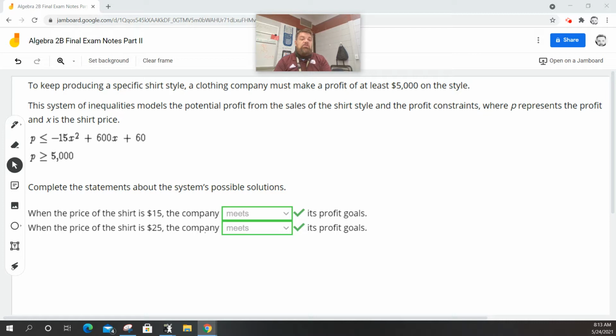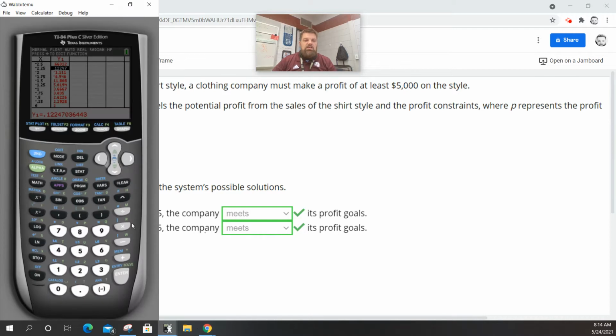Okay. So they're trying to make a determination about if I sell the shirt for $15, well, wait, X is the price of the shirt. Will you meet your profit goals? Well, what are the profit goals? You want to make at least $5,000. So the easiest way to do this to determine if it meets it, and it does meet it, but let me show you why, is just to graph the two inequalities.